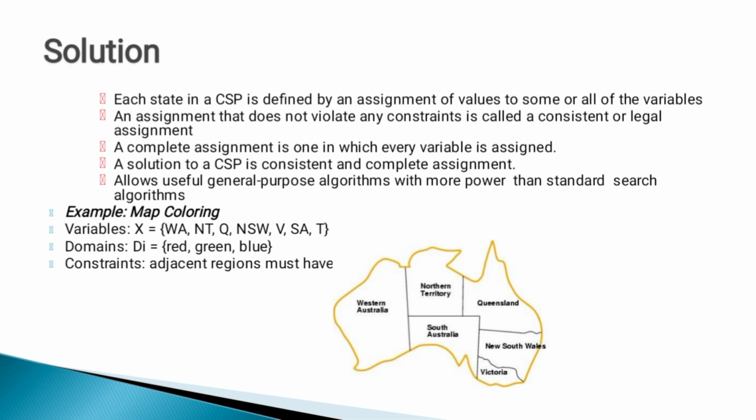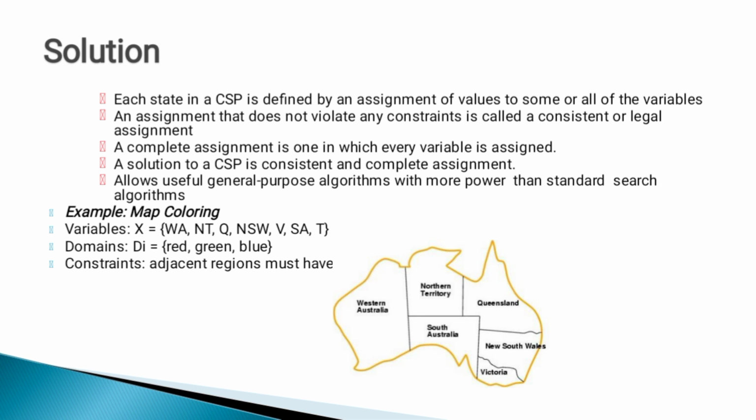In the solution of a constraint satisfaction problem, each state in a CSP is defined by an assignment of values to some or all of the variables. An assignment that does not violate any constraint is called a consistent or legal assignment. A complete assignment is one in which every variable is assigned. A solution to a CSP is a consistent and complete assignment. Finally, it allows useful general-purpose algorithms with more power than standard search algorithms.